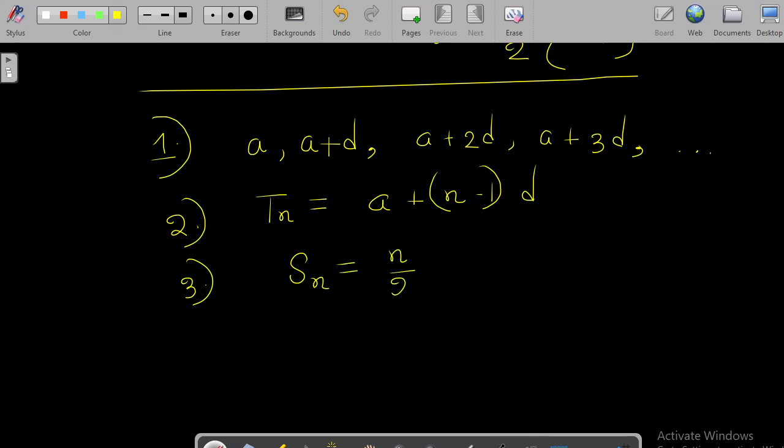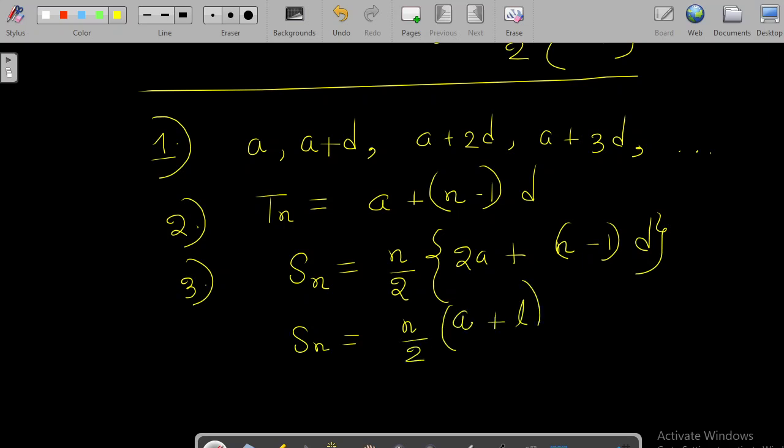One is n by 2 times 2a plus n minus 1 into D. This was one formula, and the other formula was Sn equals n by 2 times a plus L. This was the second formula. Now, if we know n, the first term a and D, then we will use the first formula. But if we know n, the first term and the last term, but we don't know D, then we will use the second formula.